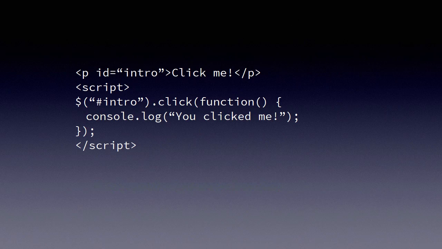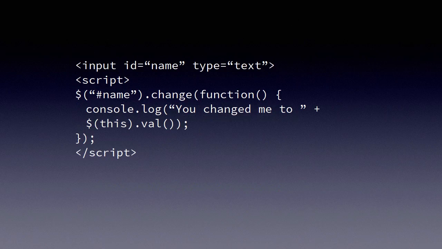So here's a very simple example. I have a paragraph, it has an ID of intro, and I'm saying when the person clicks on it, here is the code that I want you to run. In this case, all I have is a simple console.log. Here's another example. I have an input with an ID of name, and I've said when that value changes, I want you to run a function.